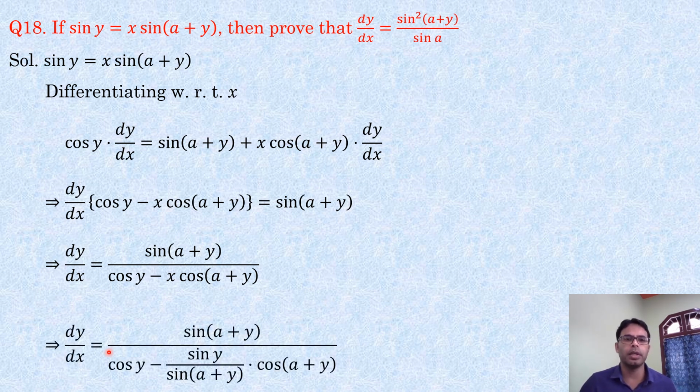So dy/dx is equal to sin(a + y) is there, cos y minus this x, which you already understood is sin y divided by sin(a + y), into cos(a + y) is there. Just take LCM sin(a + y), it will go to the numerator. After taking LCM, this sin(a + y) will go to the numerator as a product. So it will be sin squared(a + y), and taking LCM here, it will be sin(a + y) cos y minus cos(a + y) sin y. You see that line?